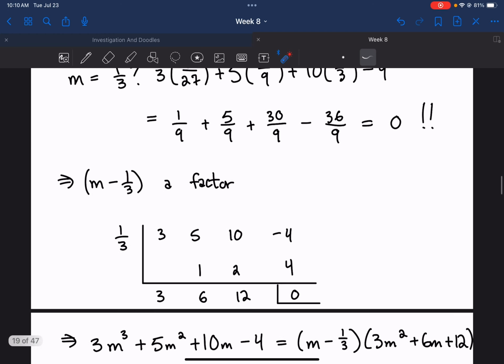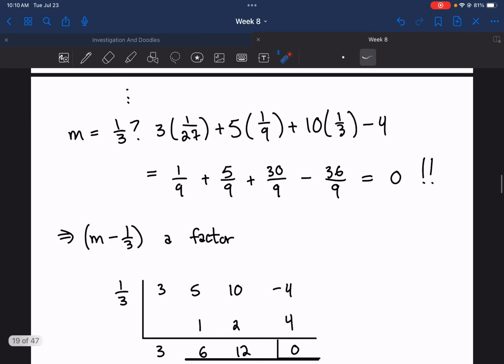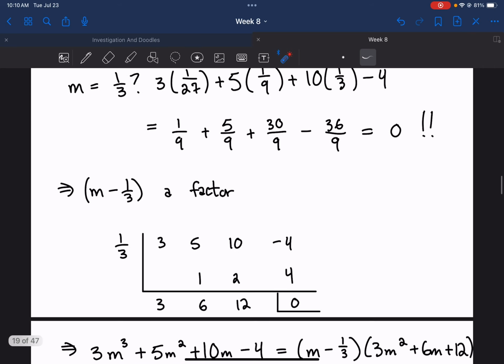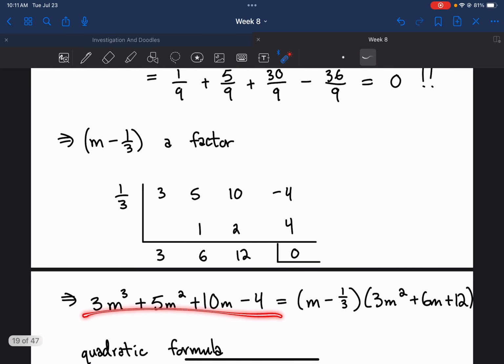So we take the opposite sign, put it right here. We copy down the coefficients, which are 3, 5, 10, and negative 4. We run our algorithm, right? Drop down the 3. 1/3 times 3 is 1. Put that here. 5 plus 1 is 6. 1/3 times 6 is 2. That goes here. 10 plus 2 is 12. 1/3 times 12 is 4. Put that here. Negative 4 plus 4 is 0. I can now write my polynomial as m minus 1/3 times 3m squared plus 6m plus 12.